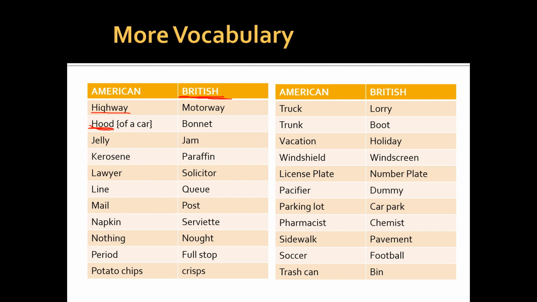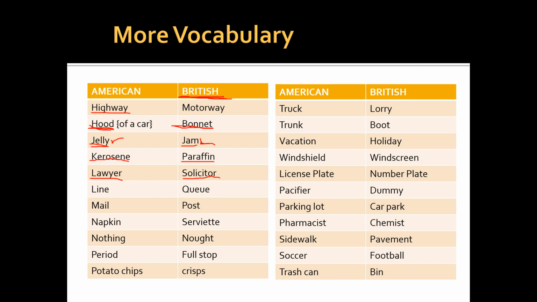In British English, they say it as a bonnet. In American English, we say it as jelly, whereas in British English, they say it as jam: bread and jam, peanut butter and jelly, see? Whereas they say peanut butter and jam. See the difference? Okay. Then we are saying kerosene, whereas in British English, they say paraffin. Then they say lawyer, whereas in British English, they say solicitor.